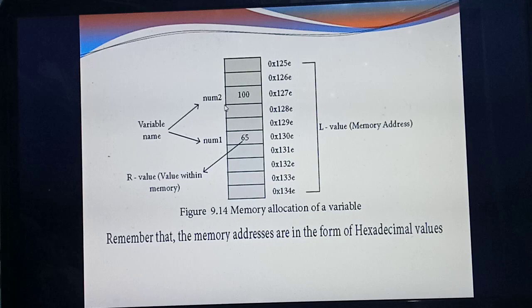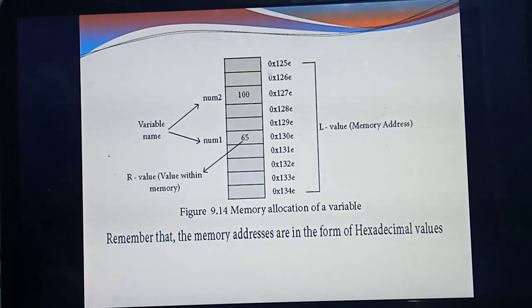You have studied that symbolic variables have two values: R value as well as L value. What do you mean by R value? Data stored in the memory. This is the memory, and a lot of memory blocks are there in this memory. Two data you have stored: 65 and 100. This we are calling the R value. Understood what I mean by R value?